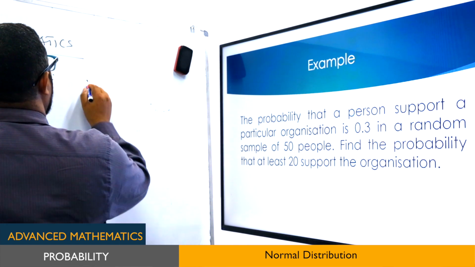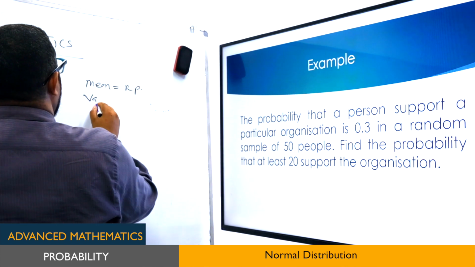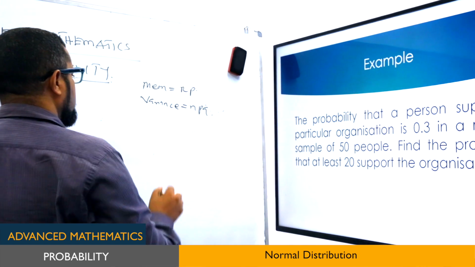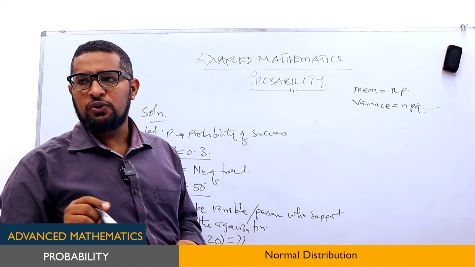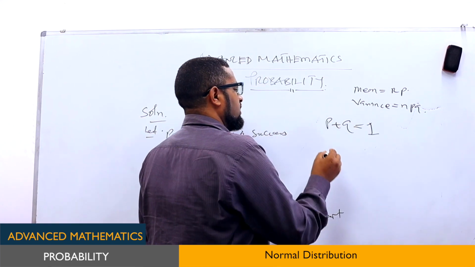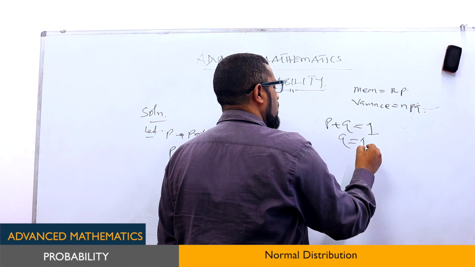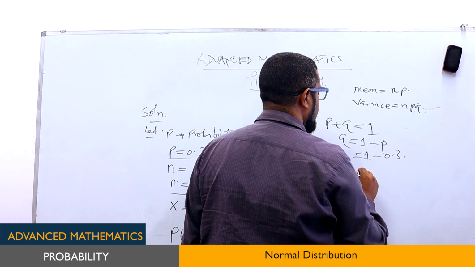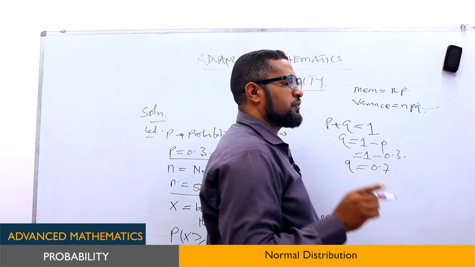And that condition is when the mean is given by np and the variance is given by npq. So for that case, we need to find the value of q. How do I find the value of q? Remember, p plus q equals 1. This is the probability of success and that one is the probability of failure. So q will be equal to 1 minus p, which is 1 minus 0.3, which is 0.7. So that is the value of the probability of failure.